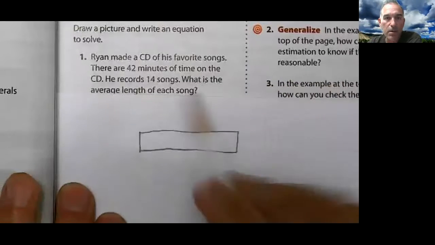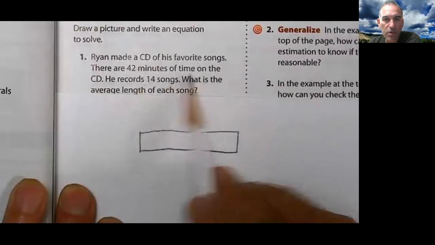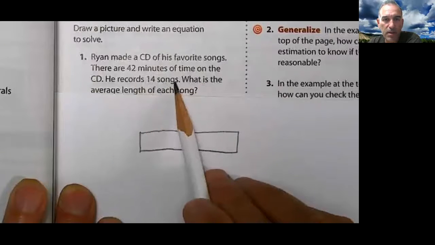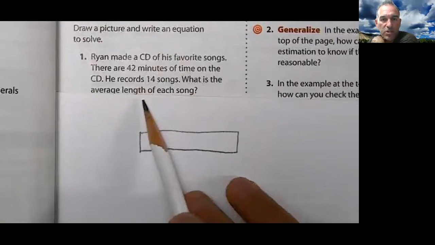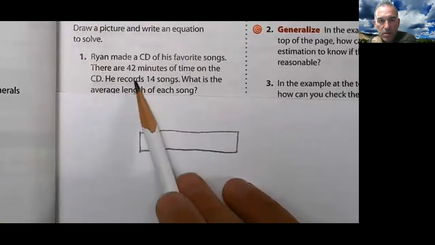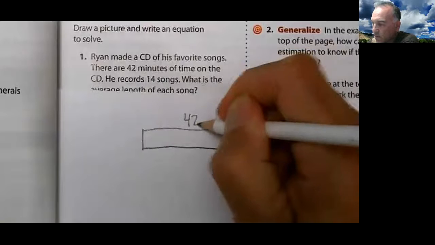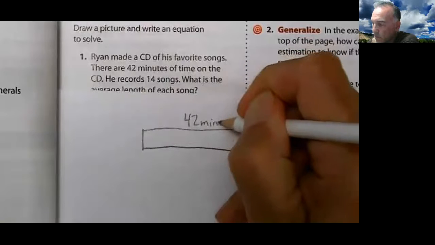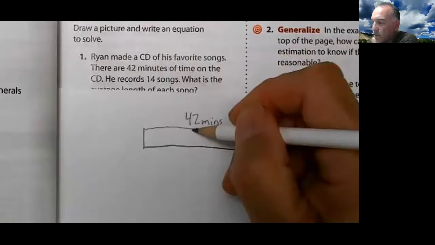Ready? Ryan made a CD of his favorite songs. There are 42 minutes of time on the CD. What is the average length of each song? Well, how much time is on the CD? It tells me the total right there. I know it's 42 minutes. How many songs are there? 14. I want you to notice something.